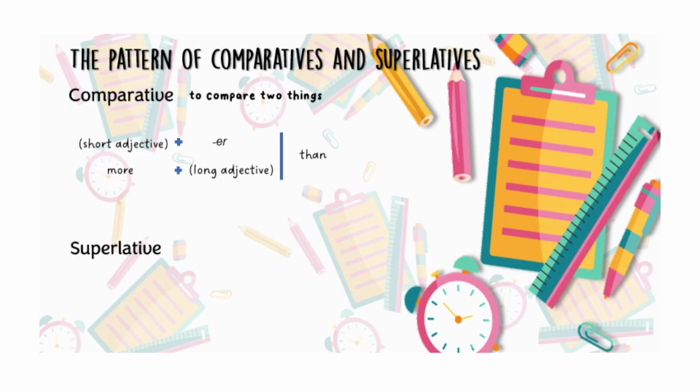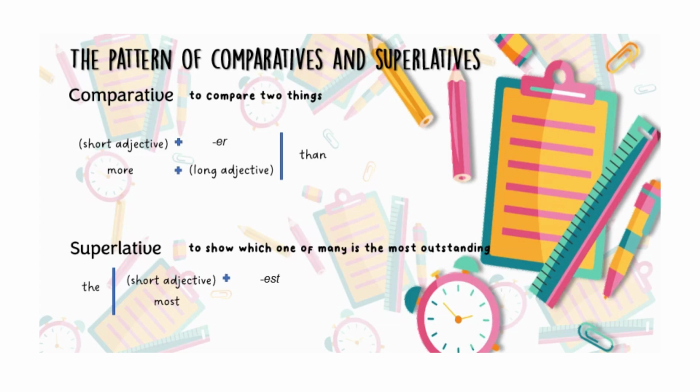While superlatives are used to show which one of many is the most outstanding. So the pattern is the article the, followed by short adjectives plus the suffix -est, or most plus long adjectives. So these are the patterns of comparatives and superlatives.